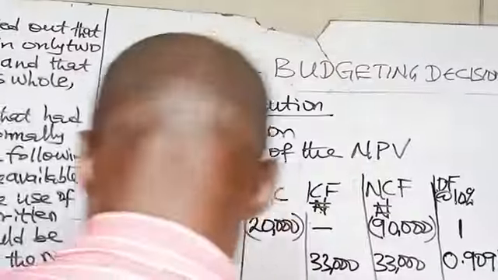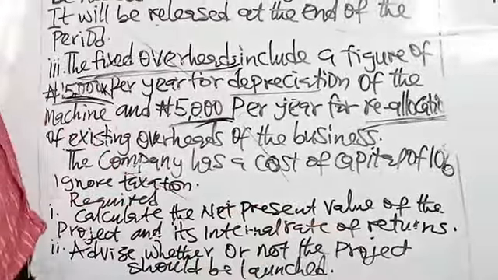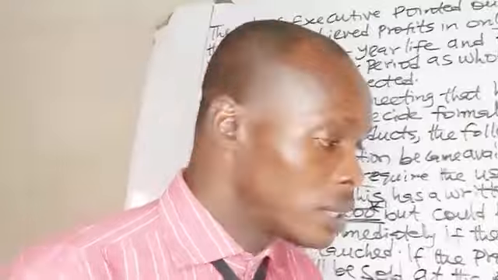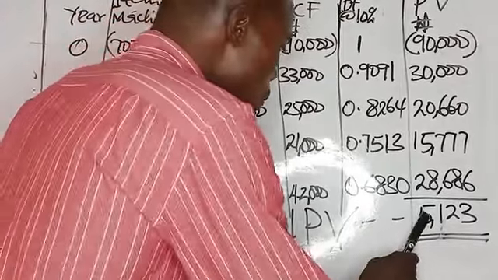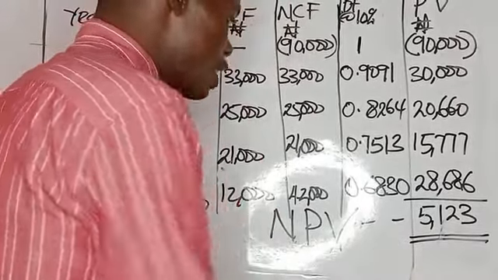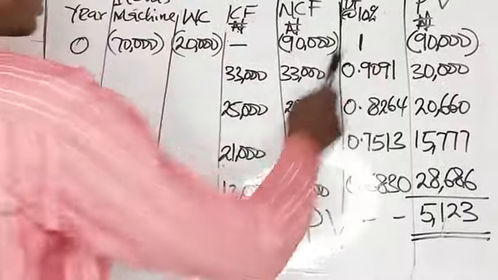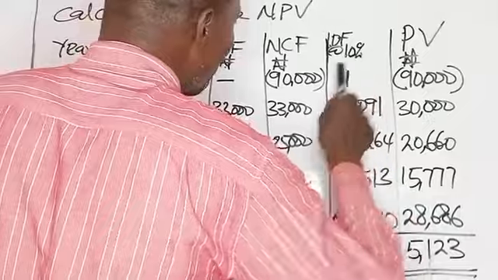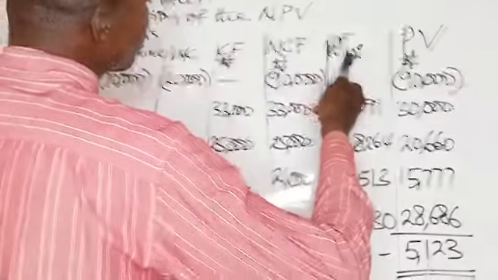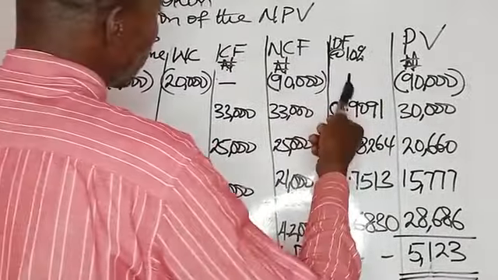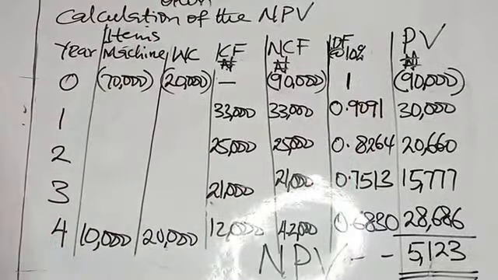Now, remember, if you go back to the requirement, you have to calculate the net present value of the project and its internal rate of return. Since our calculated net present value is positive, we will need to calculate another net present value that will be negative. The rate used for the positive net present value is 10%. So, to get a negative net present value, we use a rate higher than 10%, through trial and error. Now let's try 14%.